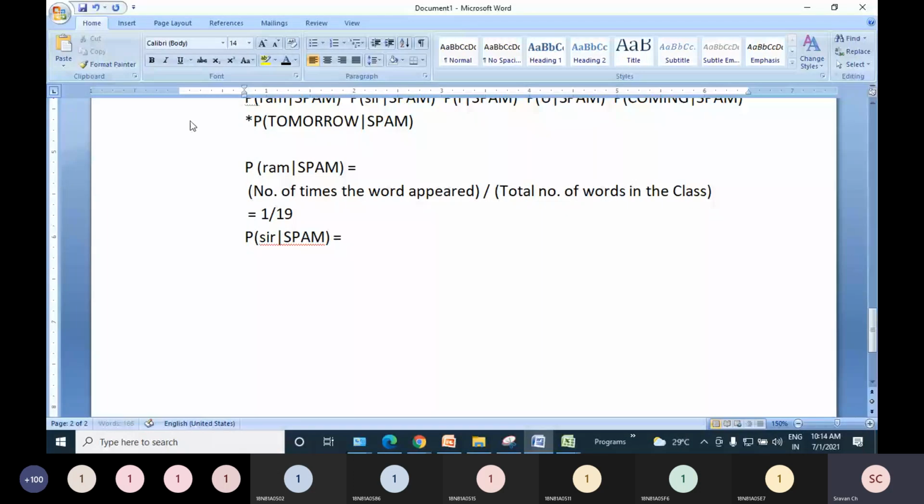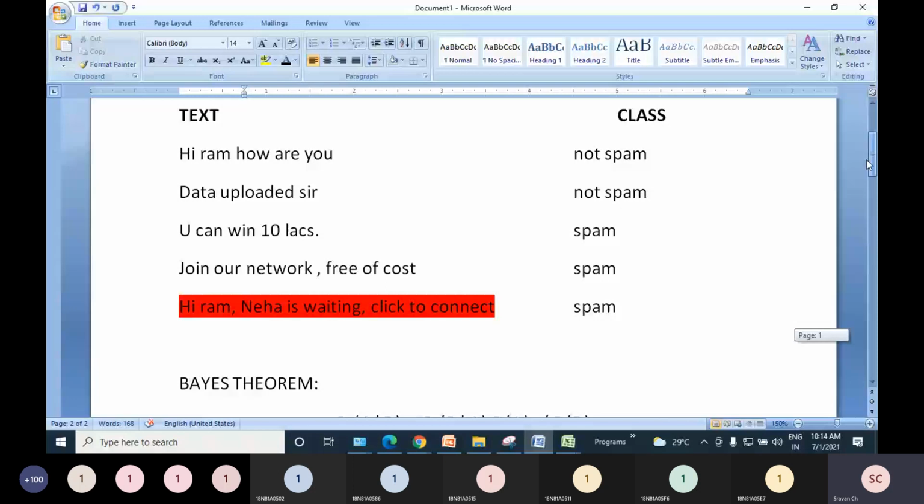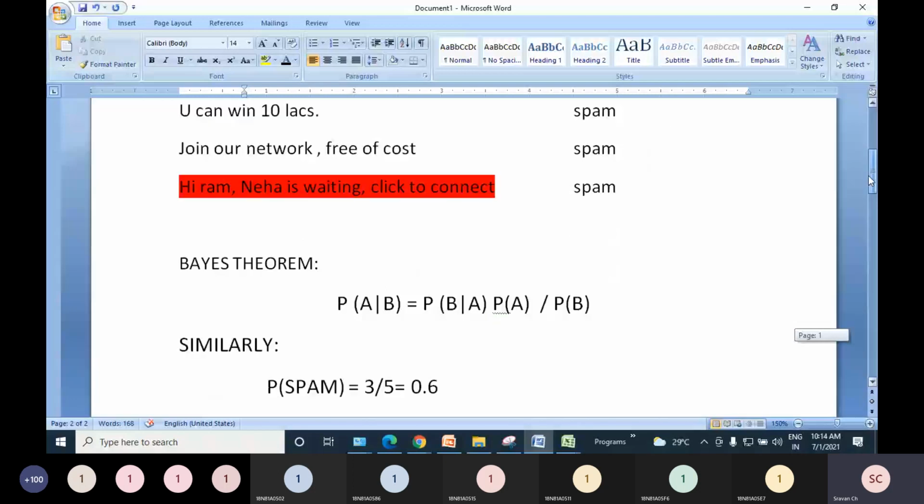Right, divided by 19, how many times this word appeared. Go back to the data set. Only in spam records I should see how many times Sir appeared in spam records.